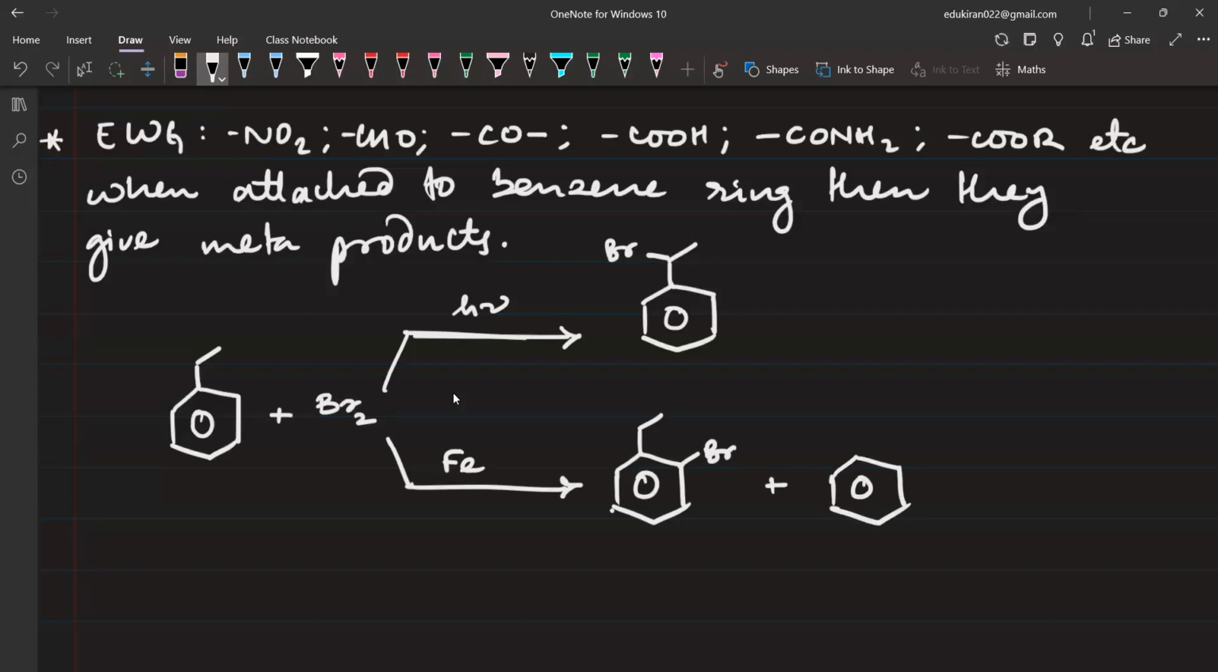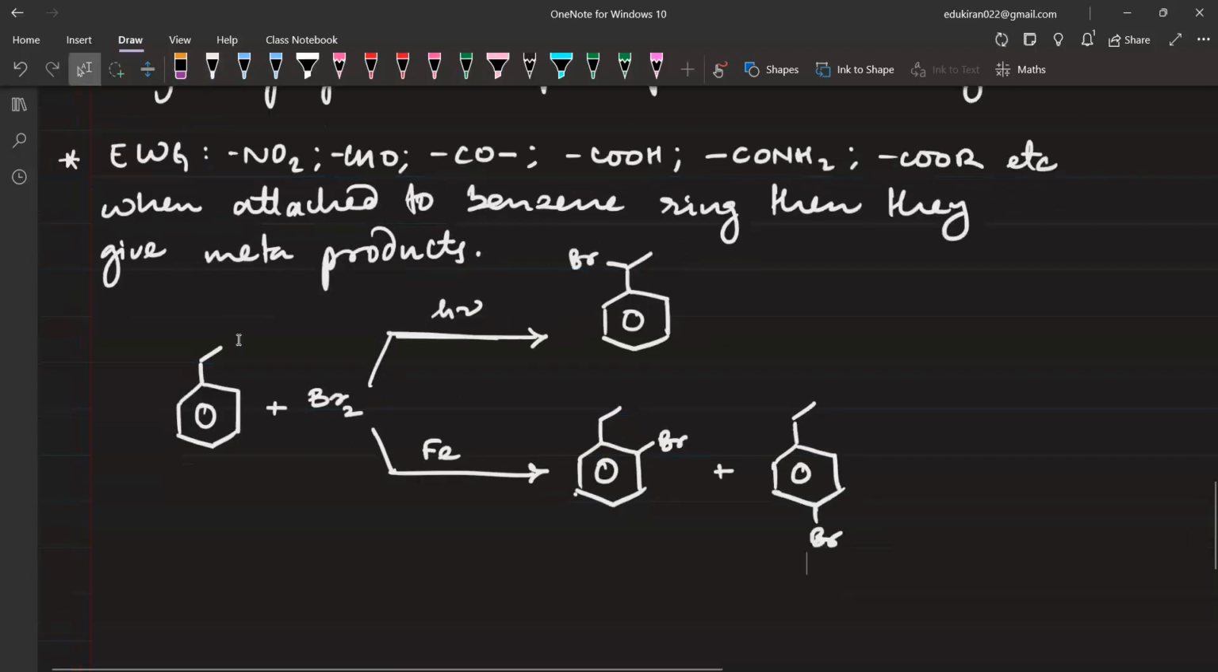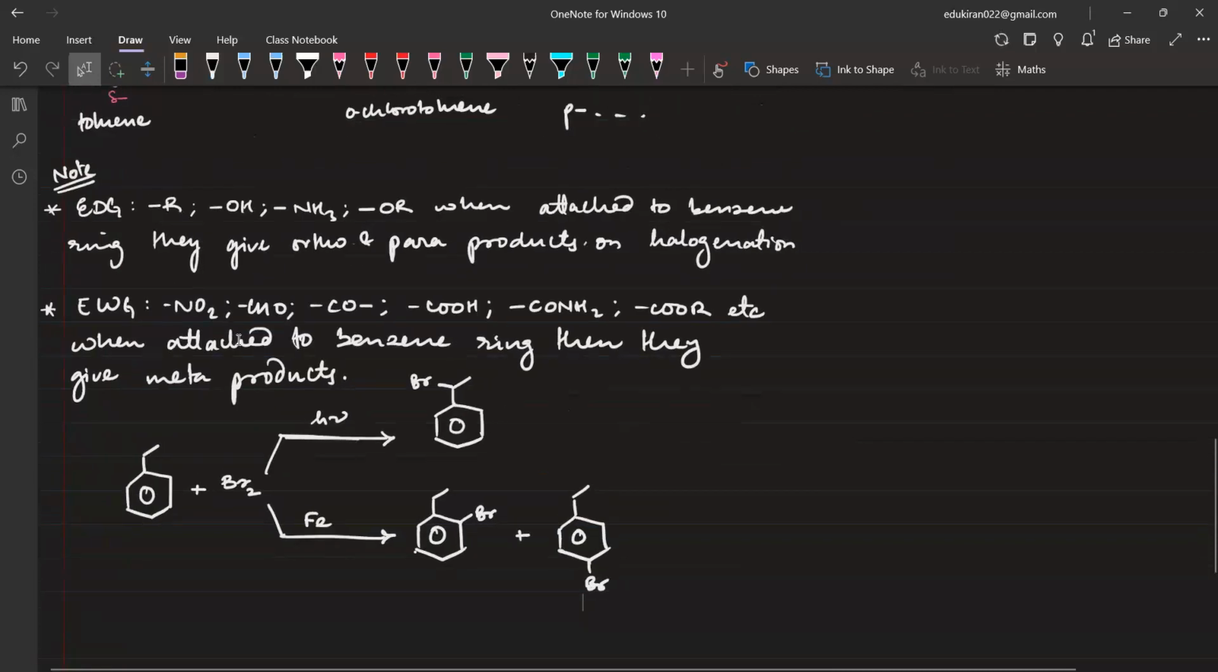Plus you will get a Br. This whole thing will be as it is and you will get a Br here. That is para position. All of you understood this, yes or no, please tell me. So now you can see why it is going to be a bit difficult.